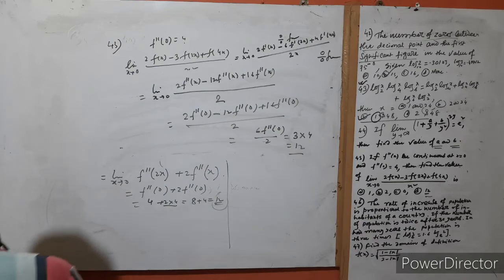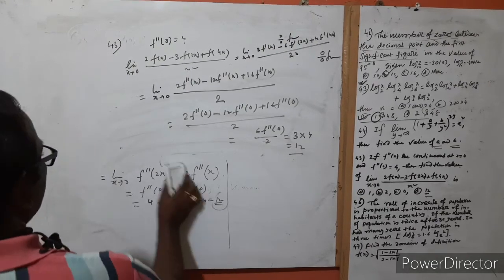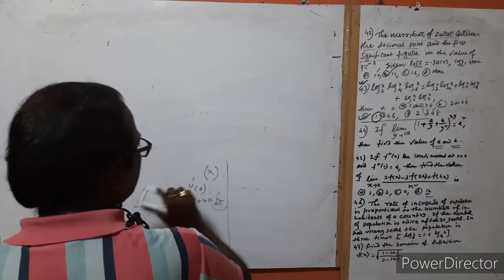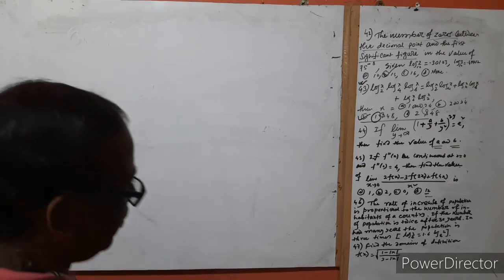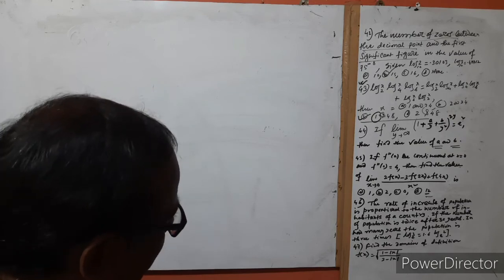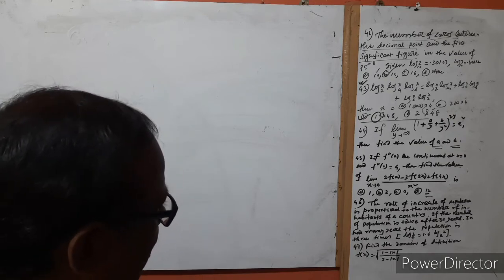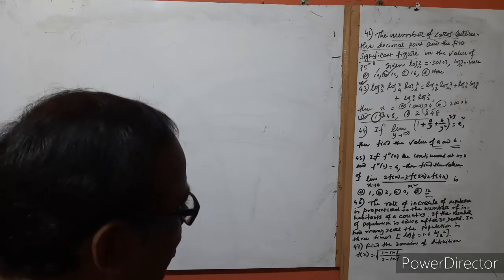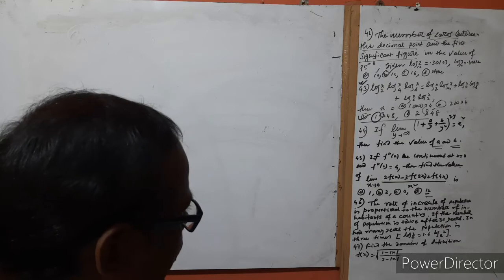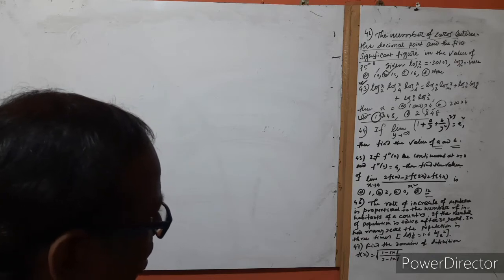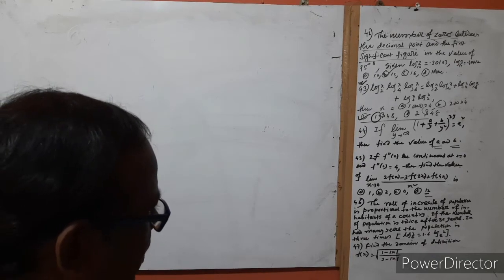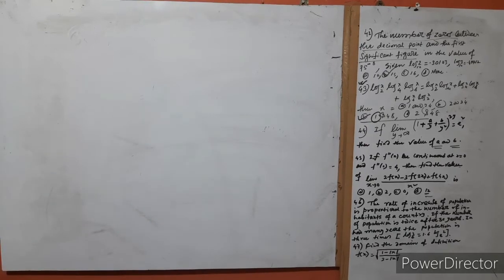Now see the question number 46. The rate of increase of population is proportional to the number of inhabitants of a country. If the population is twice after 30 years, in how many years will the population be 3 times, given that log 3 to the base e is equal to 1.6 times log 2 to the base e.